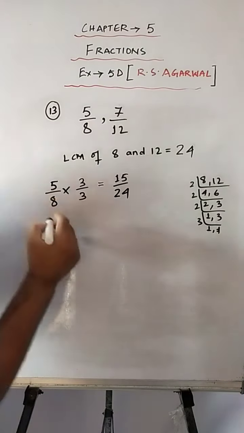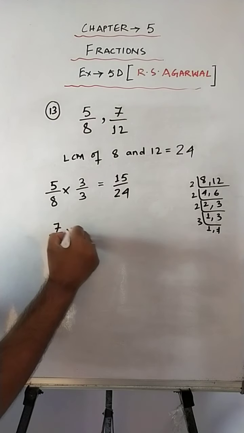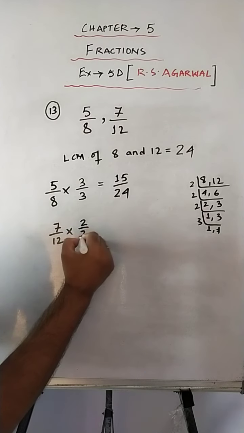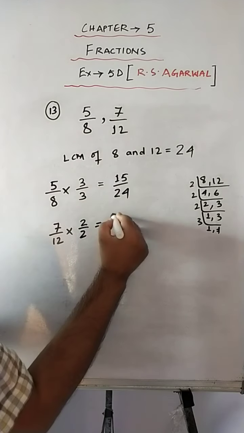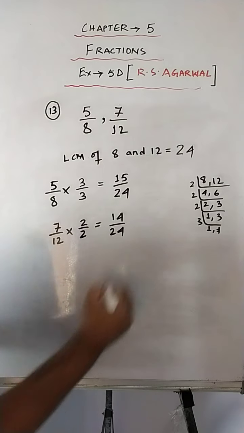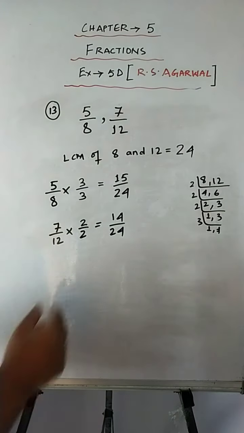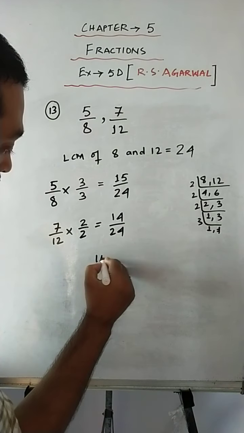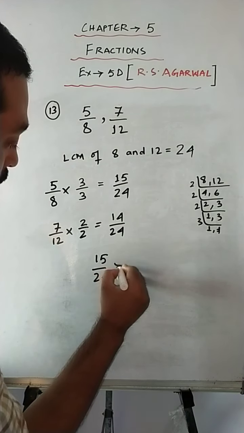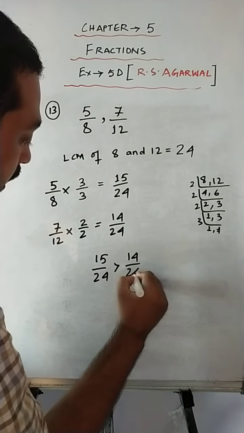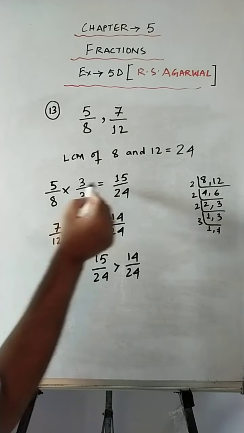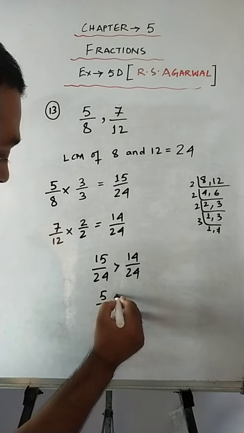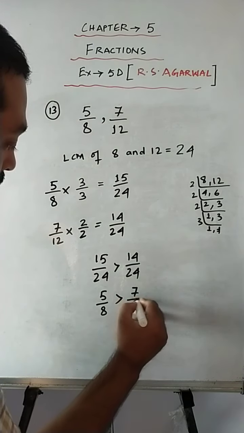Okay, now let's do next fraction, that is 7 by 12. Divide 24 by 12, answer would be 2. So multiply it with the numerator as well as with the denominator. So answer would be 14 by 24. Now which fraction is greater? Obviously 15. 15 is greater than 14. So we have to write 15 by 24 greater than 14 by 24. And 15 by 24 we are getting from this fraction. So we'll write 5 by 8 is greater than 7 by 12.